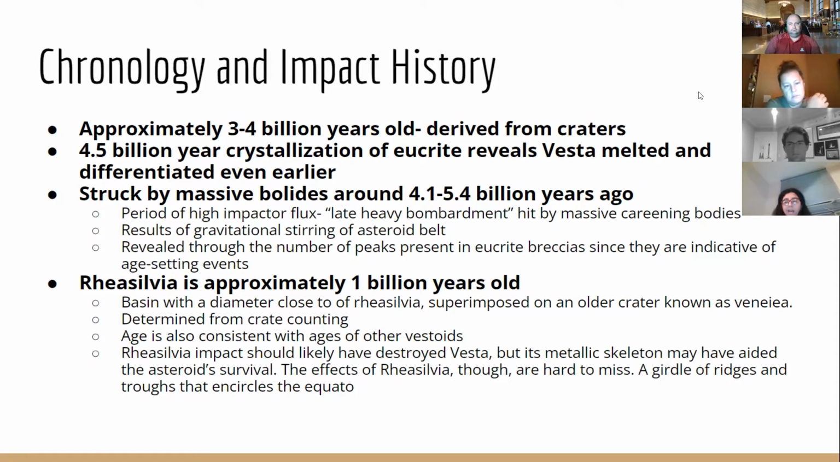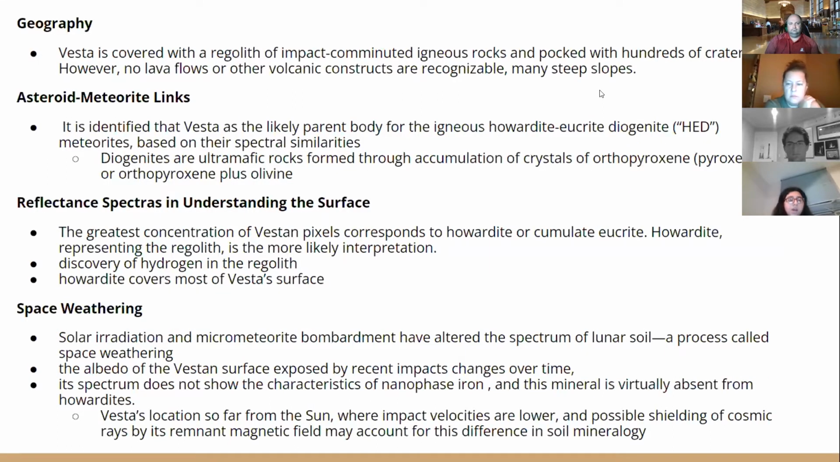Looking at the basin and the size of it, how powerful it was, but the metallic skeleton it has could have helped it survive. The effects of it are very significant though. There's a bunch of ridges, troughs, and a lot of them on the equator specifically. So overall, the asteroid is very rich in surface processes, but the most significant one would have to be the basin near the southern pole. And then we can look at Vesta at a more geographical approach.